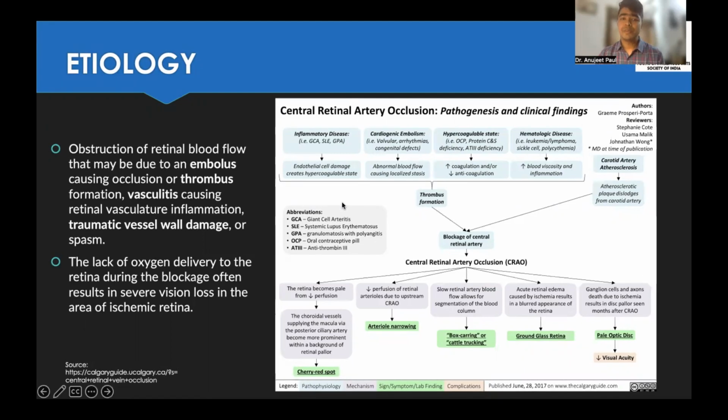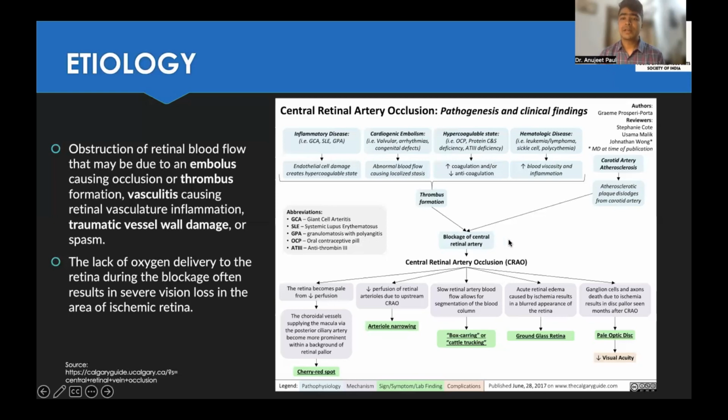This may be due to an inflammatory disease like giant cell arteritis or SLE, cardiogenic embolism like valvular arrhythmias or congenital defects, hypercoagulable states like protein C and S deficiency, or hematological diseases like leukemia, lymphoma, etc. All this results in a thrombus formation and blockage of the central retinal artery.